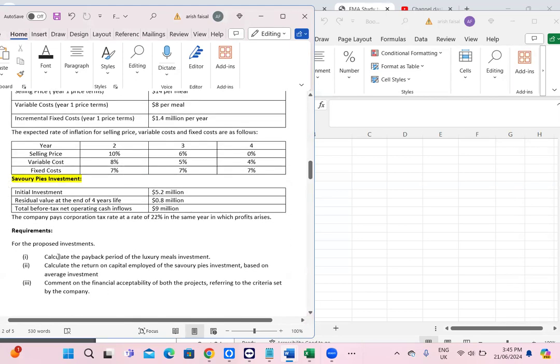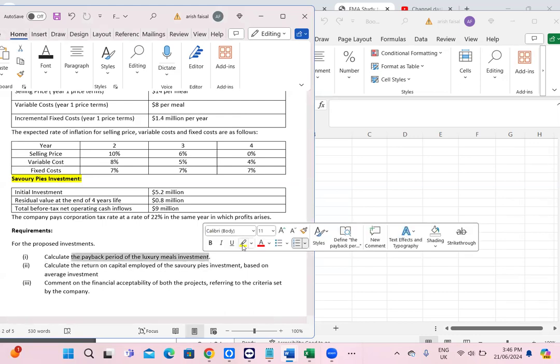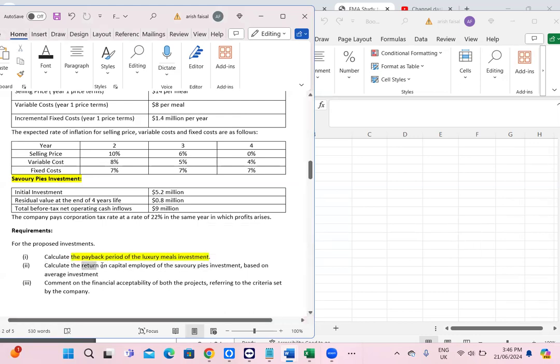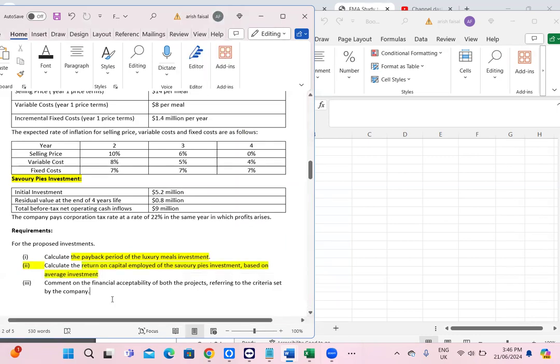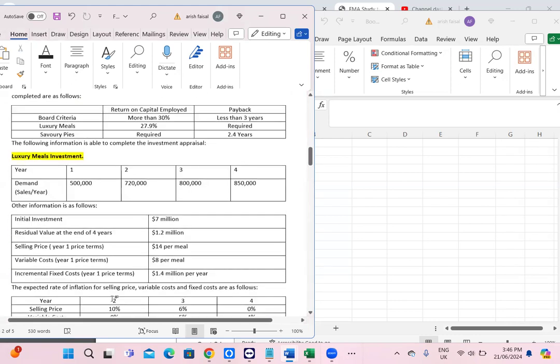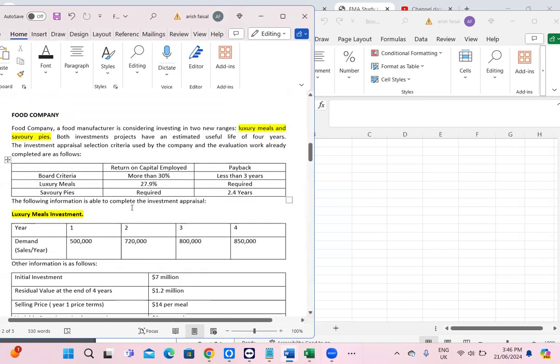What are the requirements? They ask you to calculate the payback period for the luxury meals investment. That's your first requirement. And the ROCE, or return on capital employed, for the savory pies investment based on the average investment. That's going to be the second part of your requirement. And then you also have to comment on the acceptability of both the projects referring to the criteria set by the company. So let's see what the criteria are.